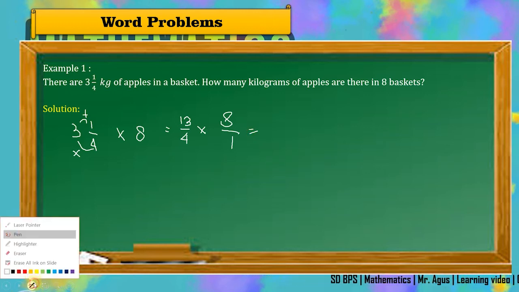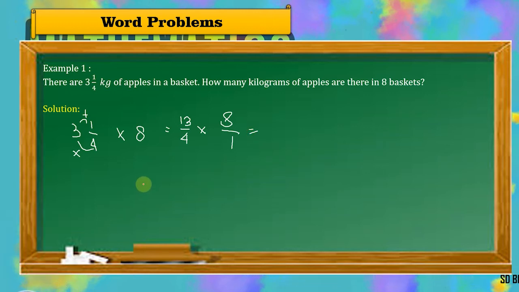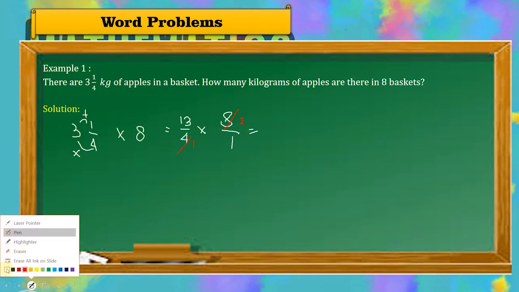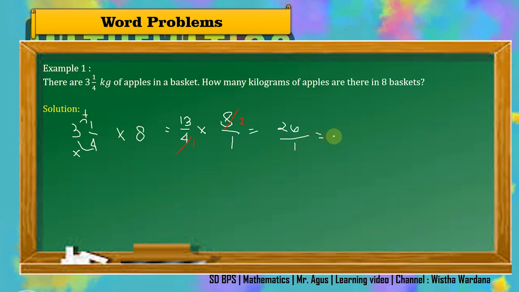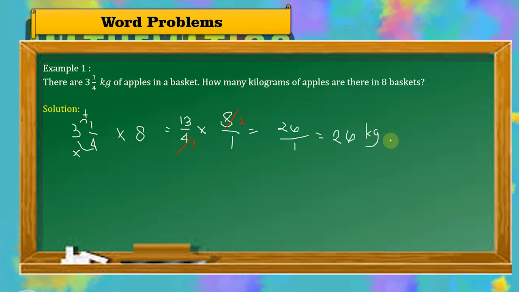To get the answer, you can divide 4 and 8 first before you find the answer. 4 divided by 4 equals 1, and 8 divided by 4 equals 2. So in the numerator you get 13 multiplied by 2. 13 multiplied by 2 is 26, and then 1 times 1 equals 1. So the answer is 26 kilograms of apples in 8 baskets.